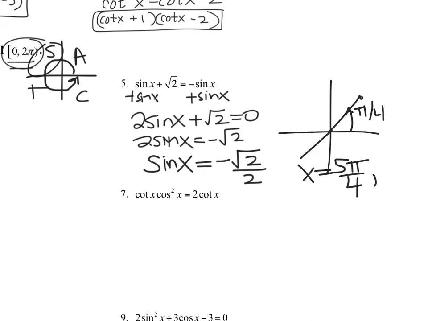And also, is he laughing at you? 7. He is, huh? 7 pi over 4. Thank you. Yeah, what a jerk.